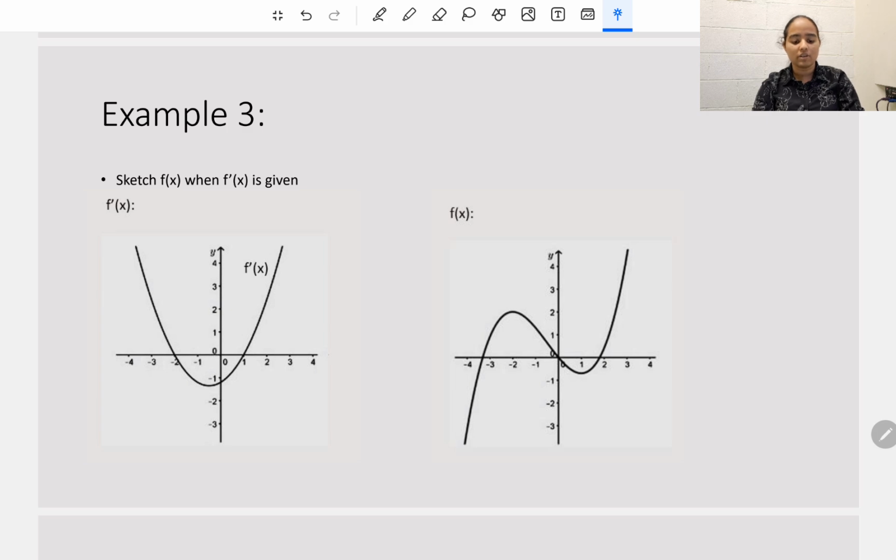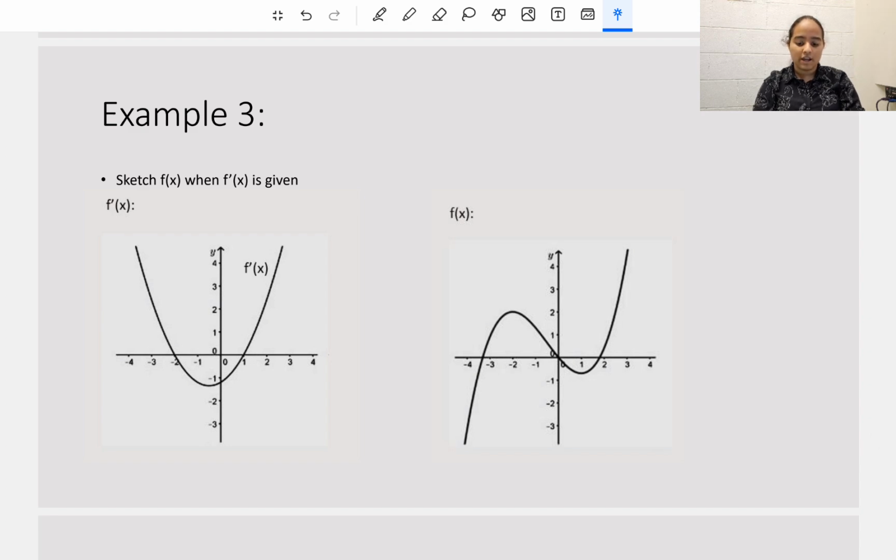Now that we know the intervals of increase and decrease, we have to find where the function is flat. In this case, the function is flat when f prime x is equal to 0. So, when f prime x is equal to 0, x is equal to negative 2 and x is equal to 1. Therefore, at x equals negative 2 and x equals 1, the function is flat. With this information, we can sketch the graph.